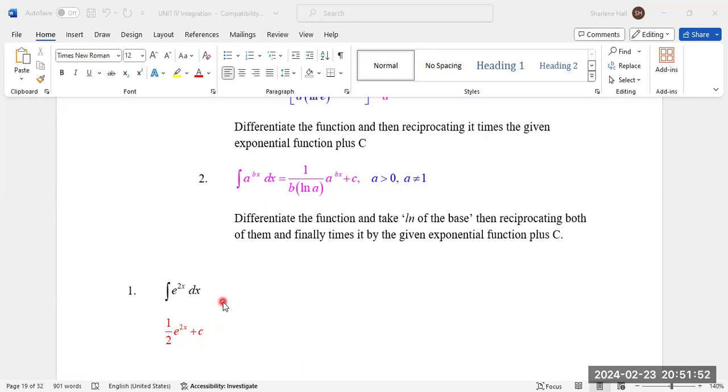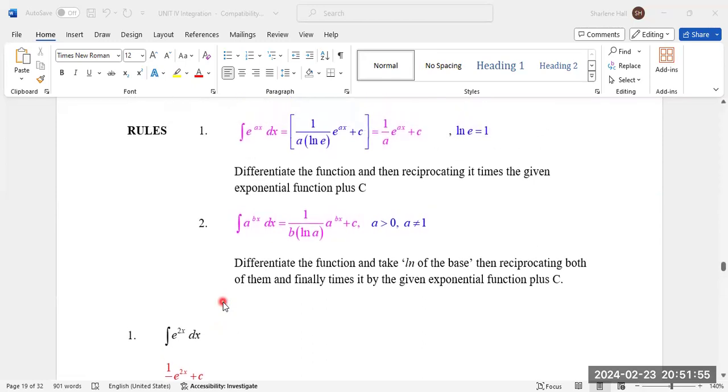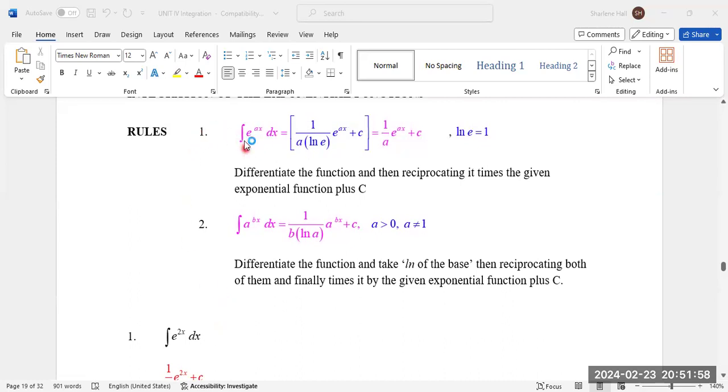All right, work with me now. I'm going to go back again. So when I have the integral of the exponential function to a power, the integral of e to the ax, and this is just a general term. Watch me. We are differentiating the power and then reciprocating it. When we differentiate ax, we get a, and then we reciprocate the a, so we get 1 over a.